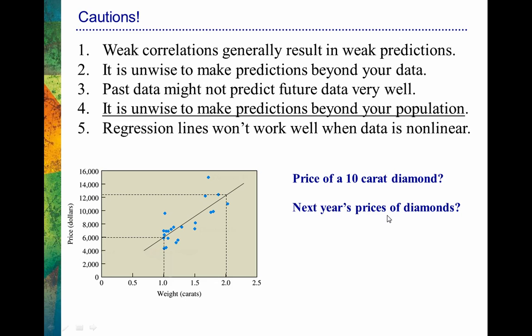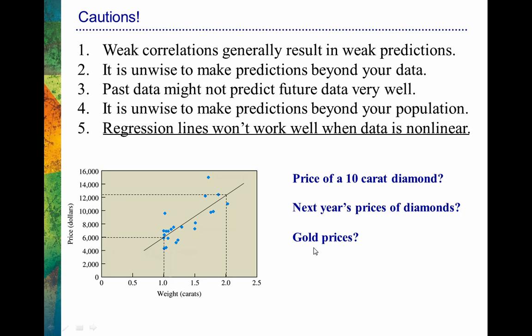Here's another thing we should think about. It's unwise to make predictions beyond your population. So clearly here we're dealing with diamond prices. We wouldn't want to use our regression line, our trend line, to try to make predictions about gold prices. That doesn't even make sense. So that's obviously a caution that's pretty easy to understand.